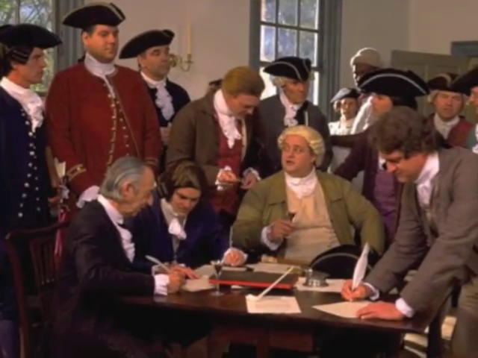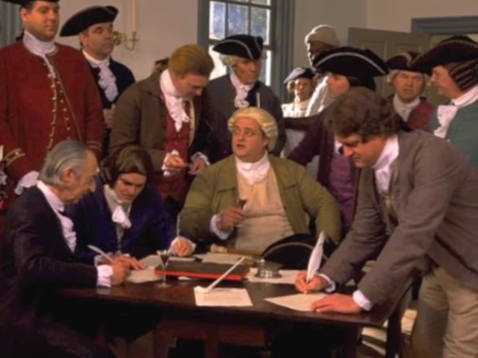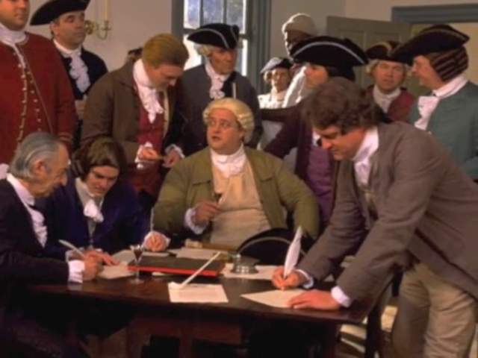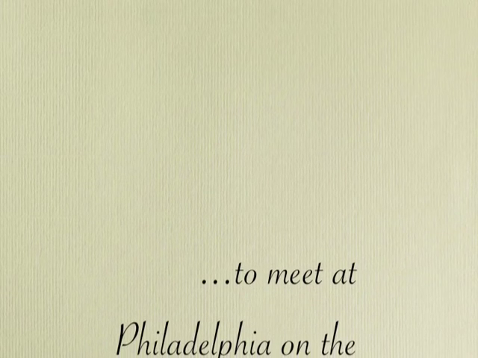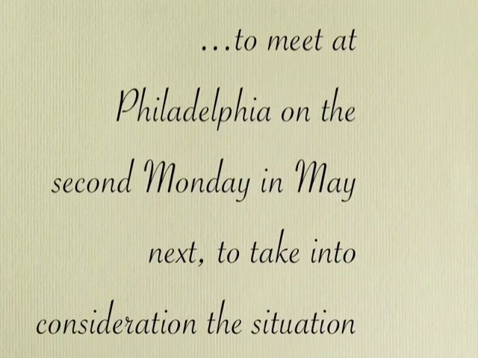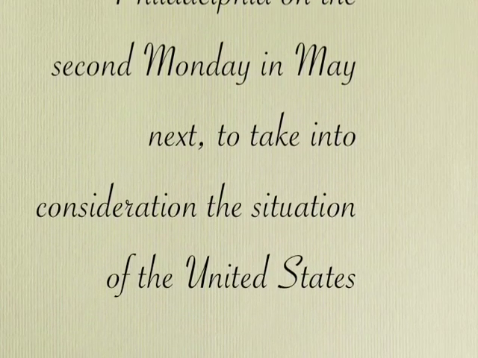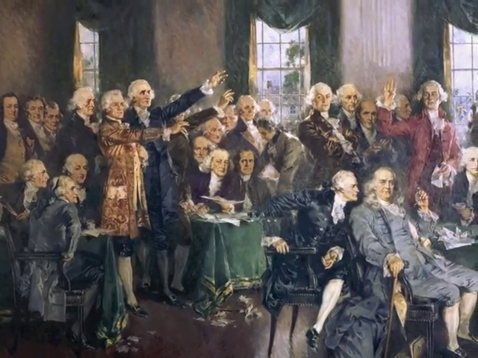Led by John Dickinson, this group agreed that the problems were major, but their little group of 12 was too small to make big changes. Their conclusion was that a larger convention needed to be called, and so their final resolution was to send out an invitation to all of the states to meet at Philadelphia on the second Monday in May next to take into consideration the situation of the United States. This was a wordy way of saying the Articles of Confederation needed major repair.